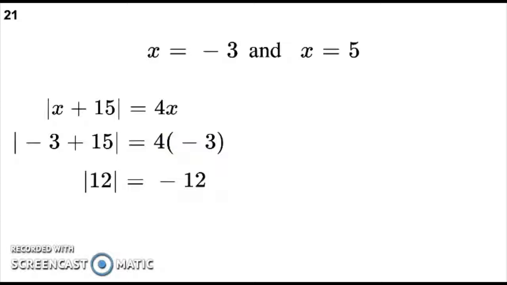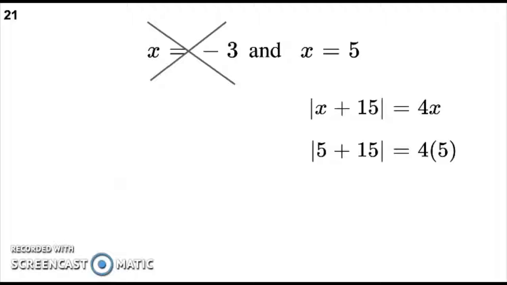So negative 3 plus 15 is 12. 4 times negative 3 is negative 12. Now the absolute value of 12 is 12, equaling negative 12, which is not true. 12 does not equal negative 12, so that means x equals negative 3 cannot be one of our solutions because it doesn't work. Let's go ahead and try 5.